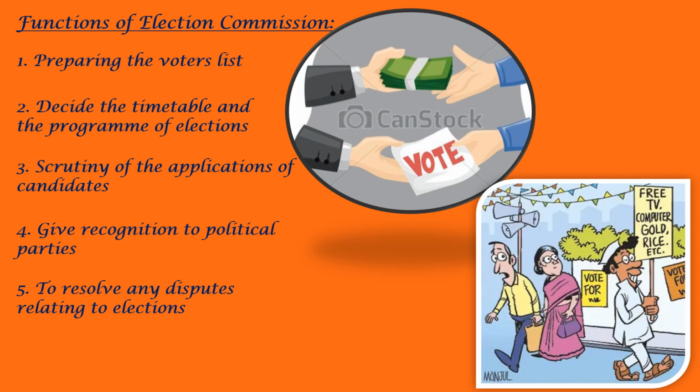Now students, let us quickly revise the 5 points. So the 5 functions of Election Commission are preparing the voters list, deciding the timetable and the programs of elections, scrutiny of the applications of candidates, give recognition to political parties, and to resolve any disputes relating to elections. Now remember that when you prepare your notes, you need to mention these points and elaborate on them.